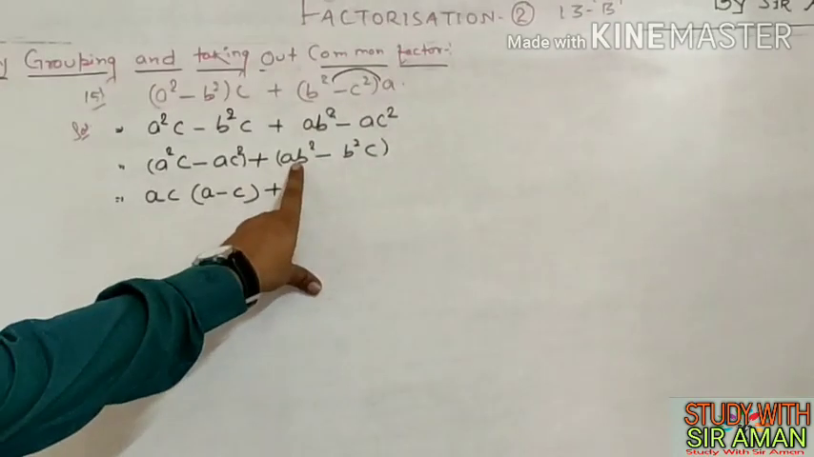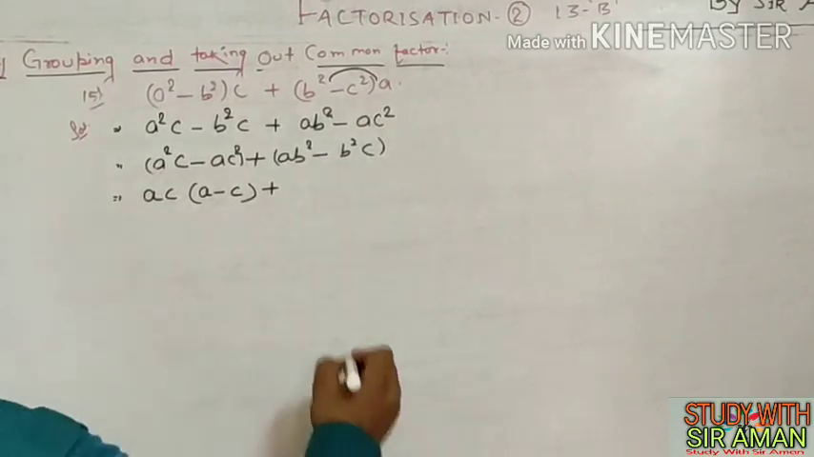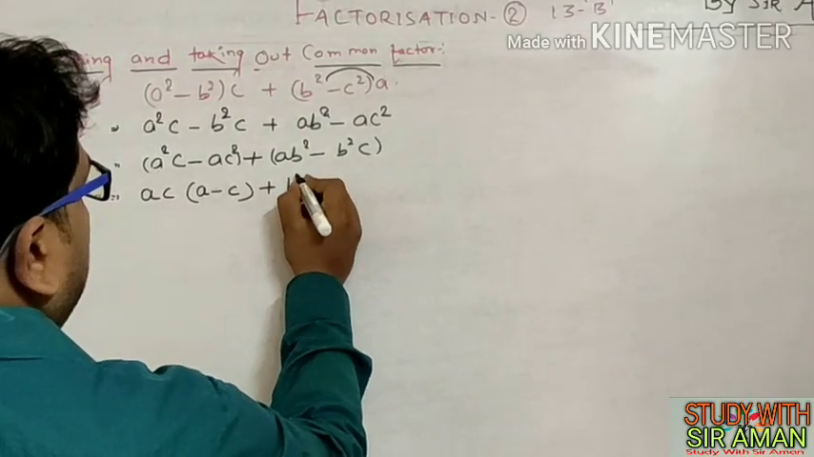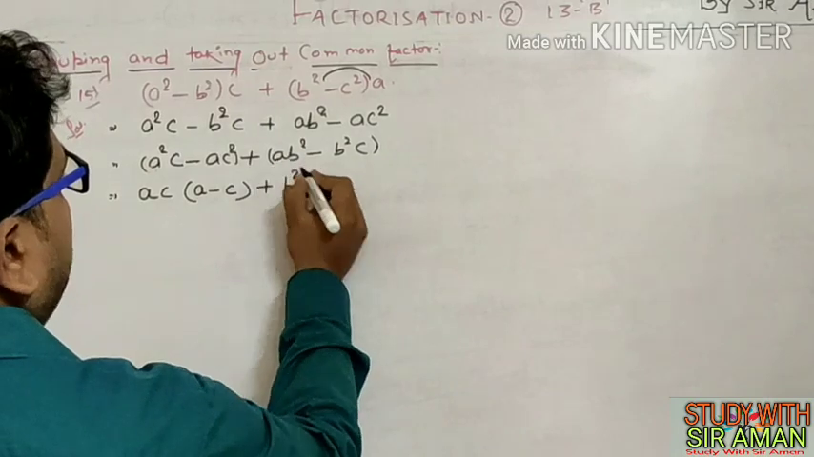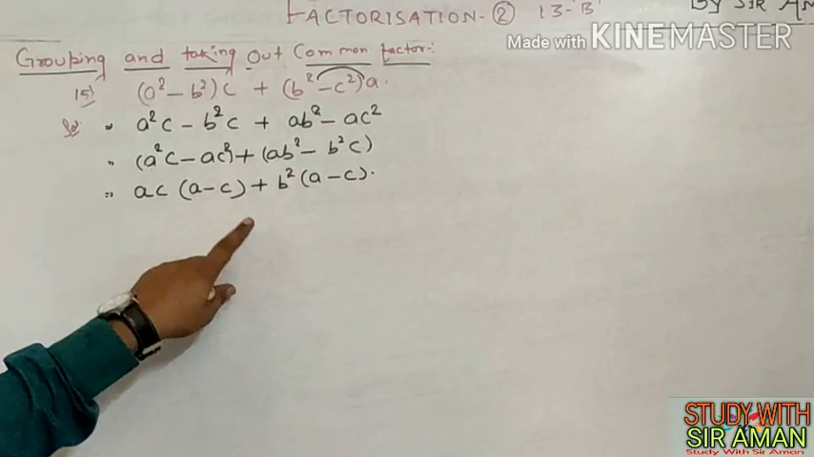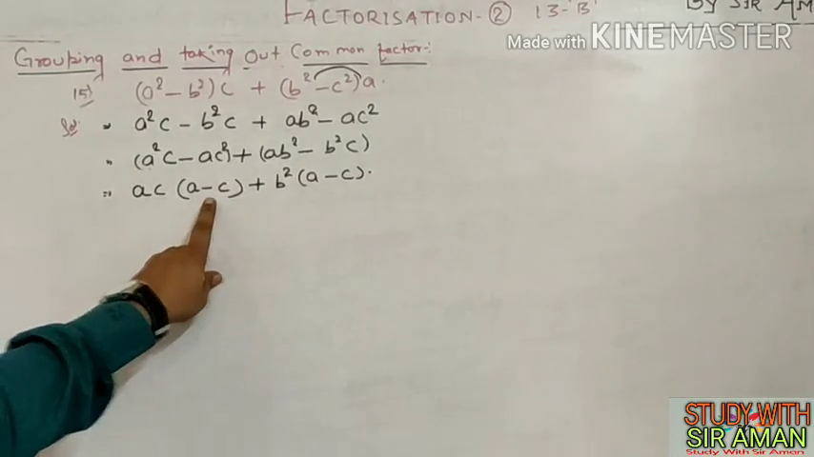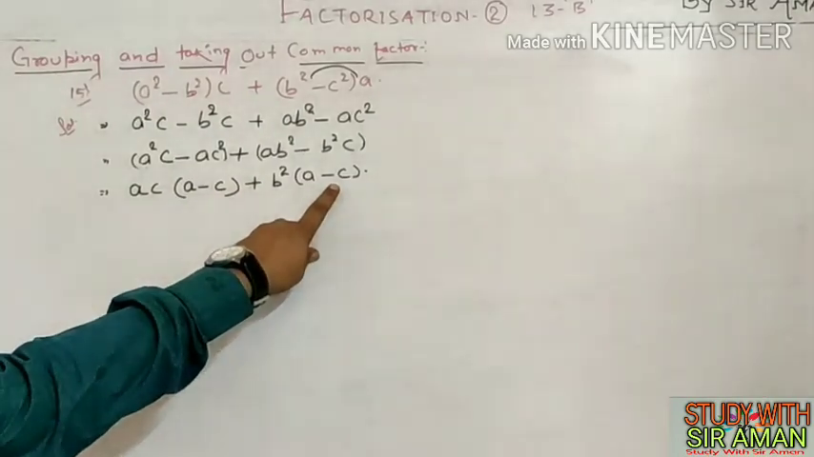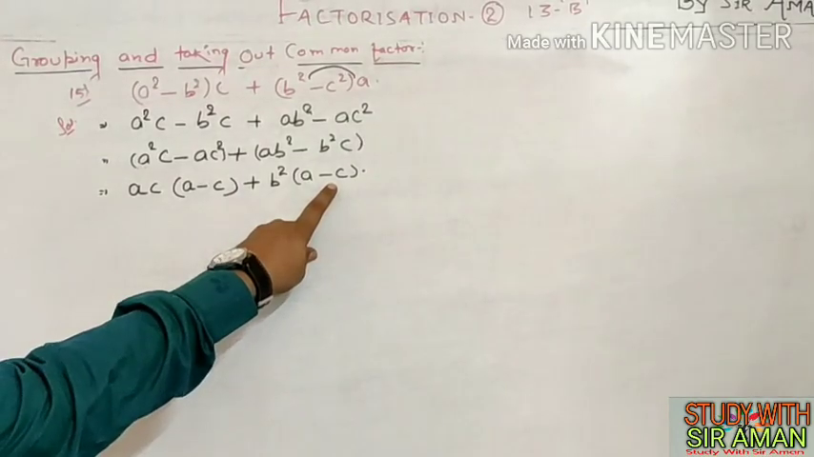Okay. Now in these two terms, what is the same? You can check b² is common. What is left here? a minus c. What I have told you, notice. What is common here? a minus c. What is common here? a minus c. It means our factorization is correct.